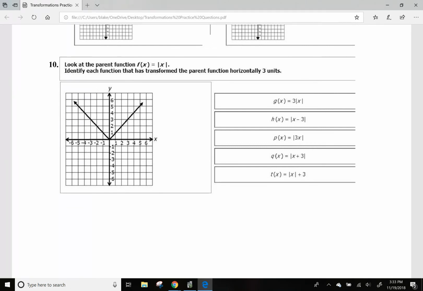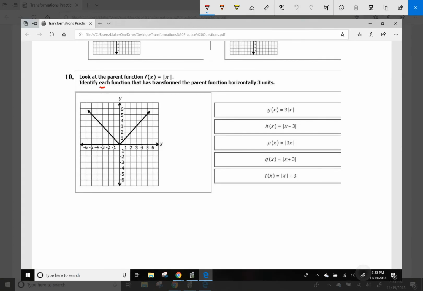Number 10 is a little tricky. Well, it's not tricky, but read the question carefully. It says identify each function. That's the part that people misread the most. Each function that has transformed the parent function horizontally 3 units. So there's more than one option here. There could be 2, there could be 3, there could be 4, it could be all 5, who knows. We're looking for any functions that tell me horizontal shifts of 3. Remember, horizontal is anything that has a 3 on the inside. It could be +3 or -3, but it has to be adding or subtracting 3 on the inside.